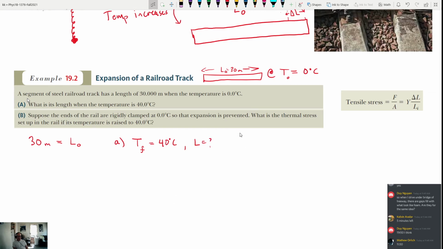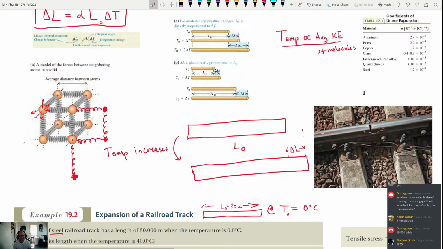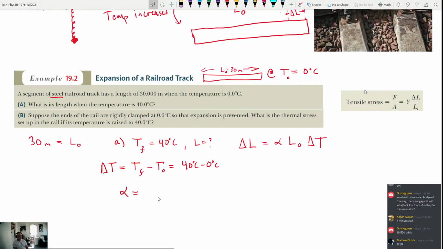Now, our equation for this says that delta L is equal to alpha L naught times delta T. For us, delta T is going to be equal to the change in temperature. That's going to be T final minus T initial, which is 40 minus 0. We can plug that into here. Alpha, because it says it's a steel railroad track, you always have to do this yourself. You have to go look this up on the internet. Steel has alpha equal to 1.2 times 10 to the negative 5. So I'll just write that down here. Alpha is 1.2 times 10 to the negative 5, and this is in units of degrees Celsius to the negative 1. That's the units. It expands this much per degree Celsius.